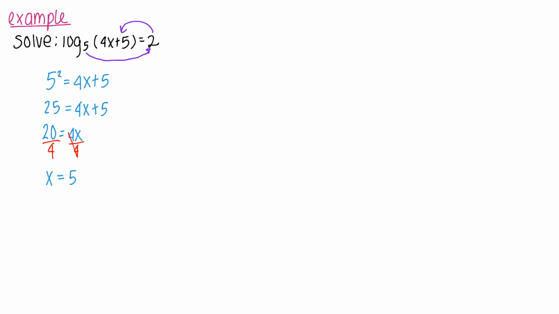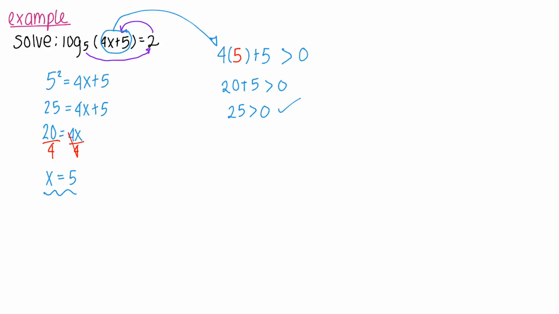Now, before we answer that, we're looking at this 4x plus 5, and we need to make sure it's positive when I plug in this 5 over here. So 4 times 5 plus 5 needs to be positive. So 20 plus 5 is greater than 0. 25 is greater than 0. Excellent. No domain issues. So x equal to 5 is our answer.